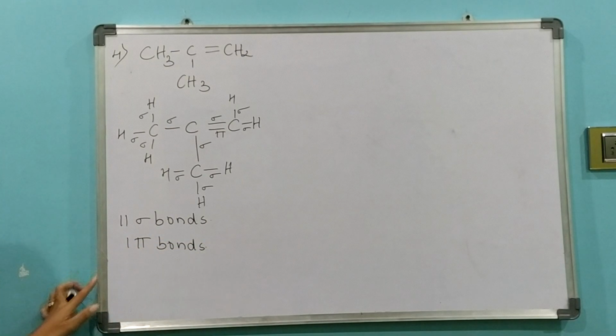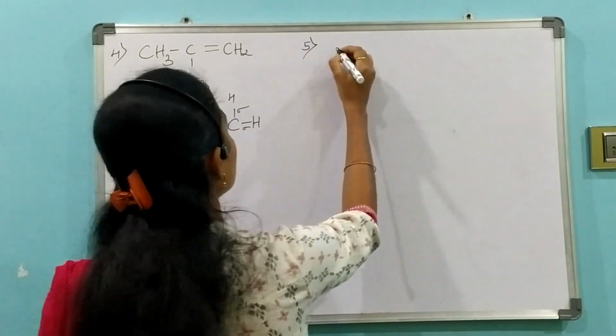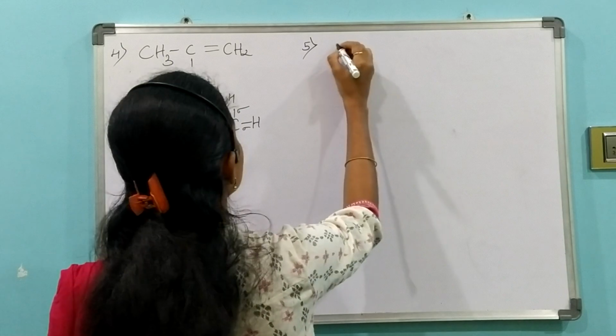You have 11 sigma bonds and 1 pi bond in 2-methyl-prop-1-ene. Take one more example. It is pent-3-ene.